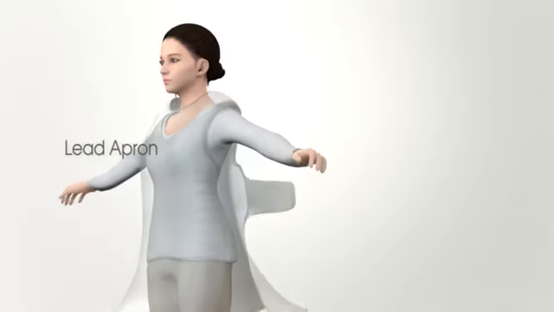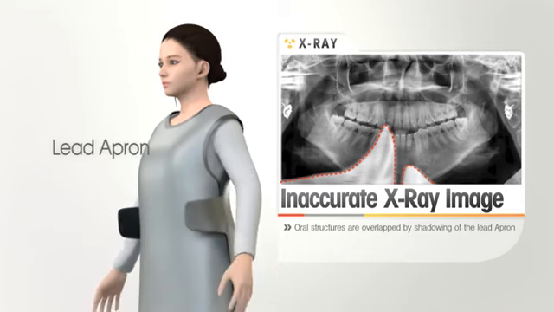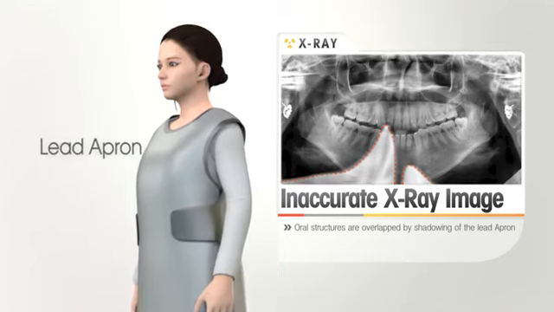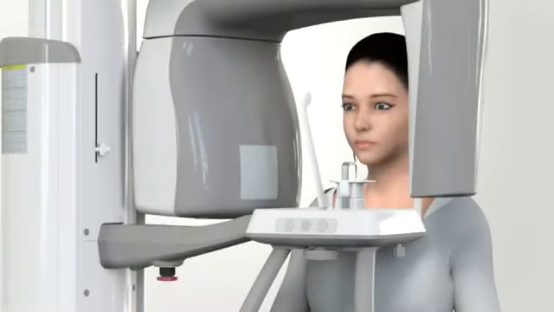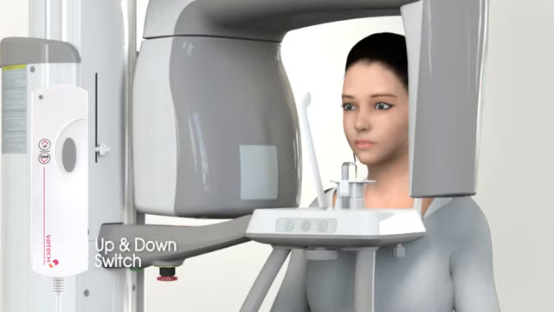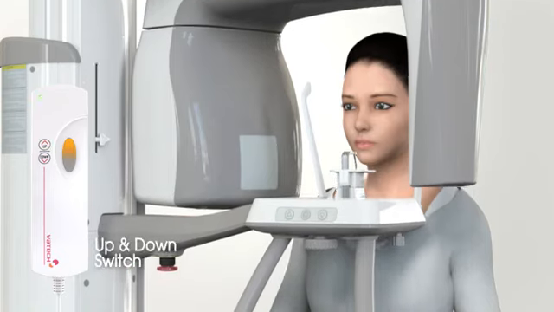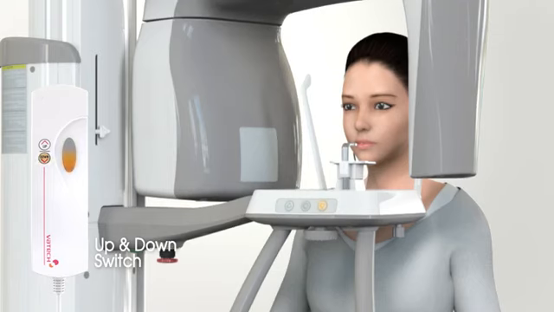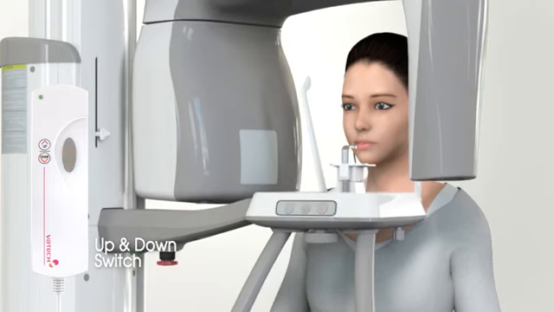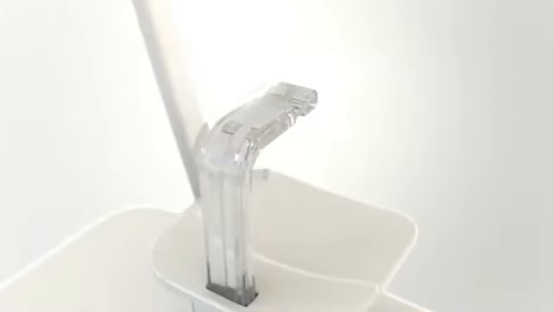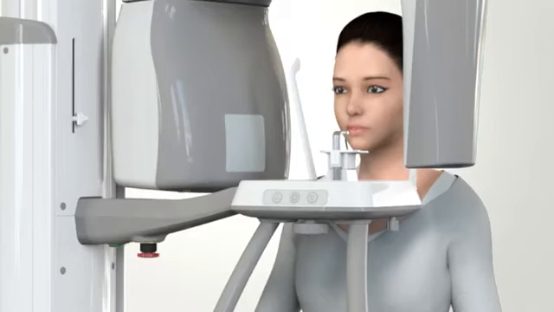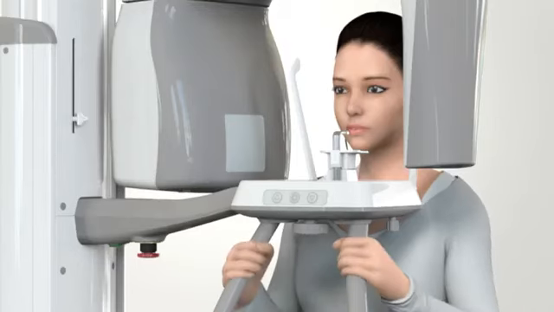Assist the patient to appropriately wear the lead apron. Be careful the lead apron is not above patient's neck. Ask the patient to stand in front of the handle frame. Adjust the chin rest position approximately to the height of patient's chin using the up-down switch. For Pax-I, the chin rest position can be adjusted using the up-down switch on handle frame. Place a hygienic cover over the bite block and ask patient to grasp the handle.